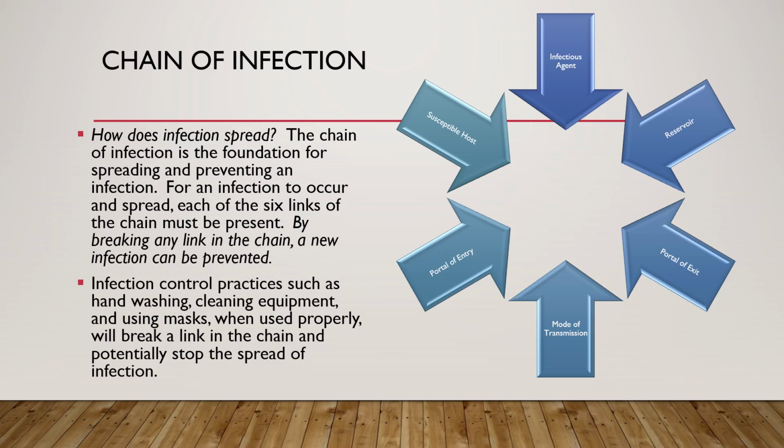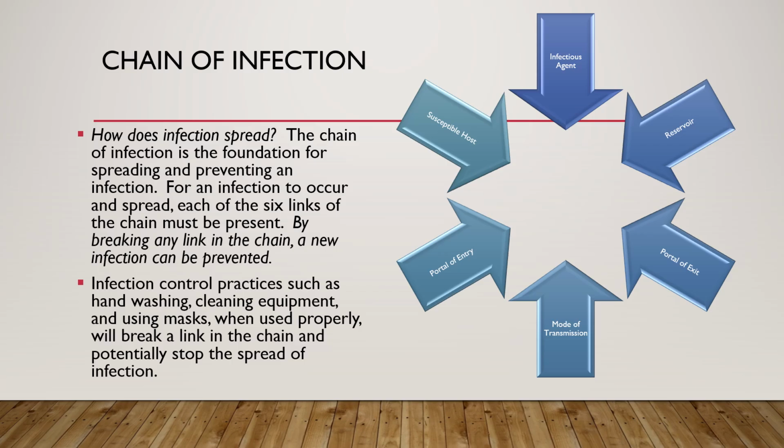So, the portal of exit. The germ needs a way to leave its home or hideout. This is called the portal of exit, or the way to escape from the reservoir. Examples of how germs exit the human body are through blood from a wound, semen, vaginal secretions from the reproductive tract and genitalia, tears from the tear ducts, urine from the urinary tract, feces from the gastrointestinal tract, mucus discharge from the respiratory tract, drainage from open wounds, and across the mother's placenta to the fetus.